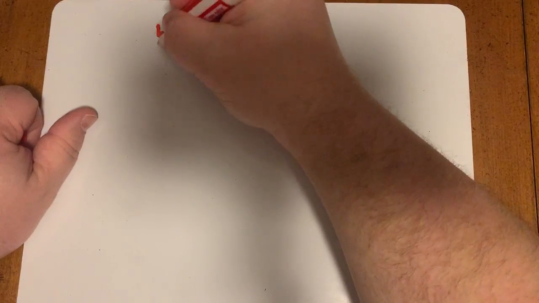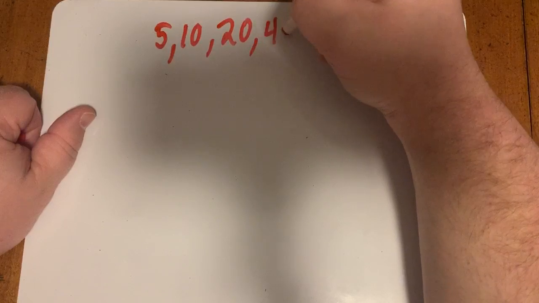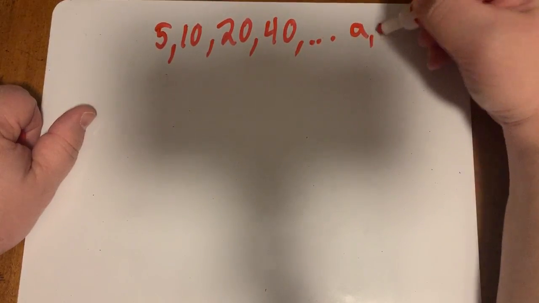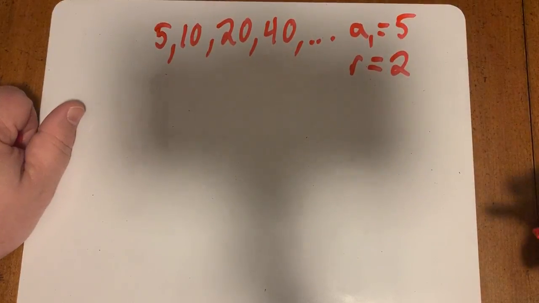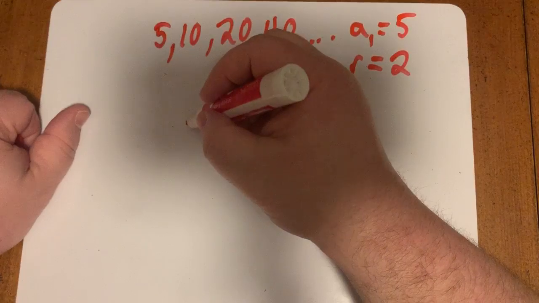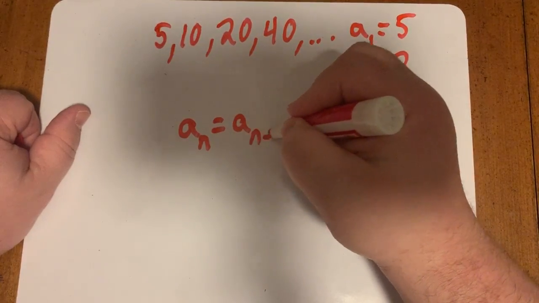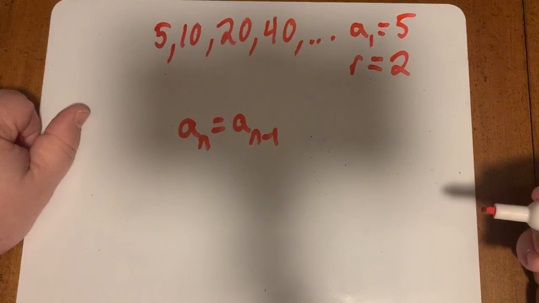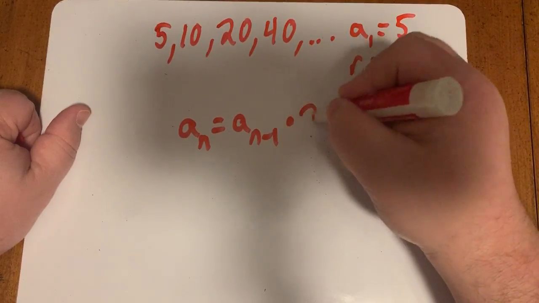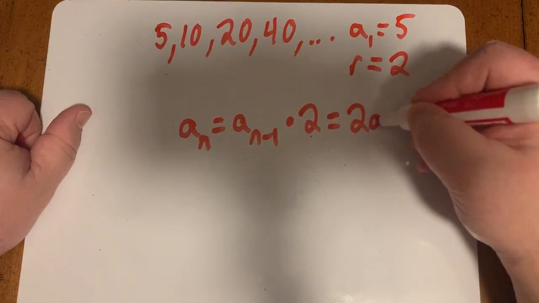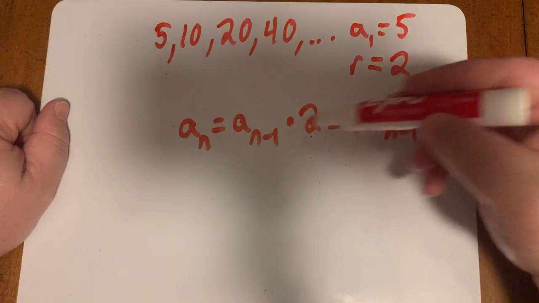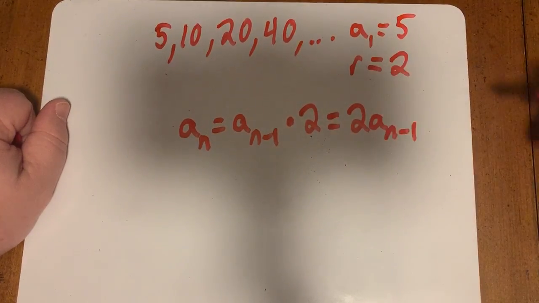Now to work with the geometric sequence recursively, let's do that same one: 5, 10, 20, 40. So a sub 1 is 5, and r is still 2. So recursively, you're writing the form. To find your nth term, you're doing something to the previous term. And what you do to your previous term to get your next term is you multiply by 2. If you wrote that as 2 times a sub n minus 1, it says the same thing because multiplication is commutative.